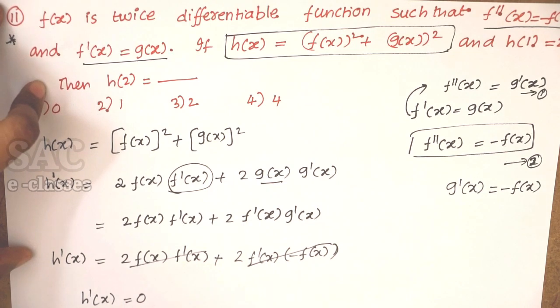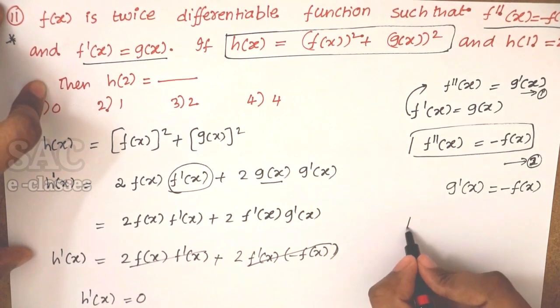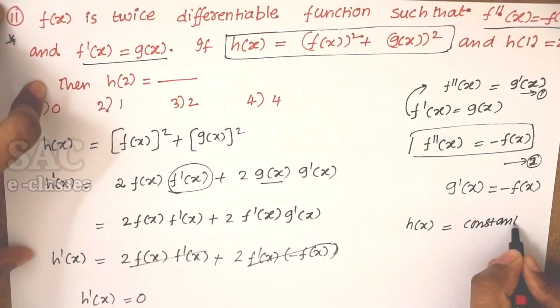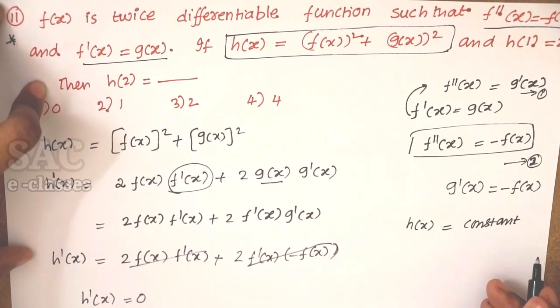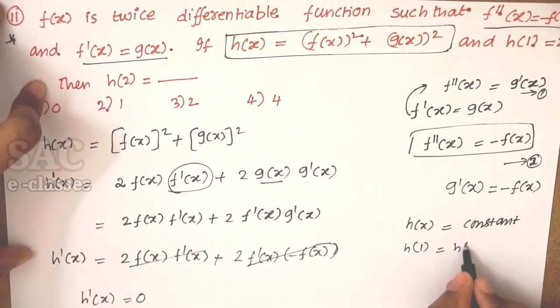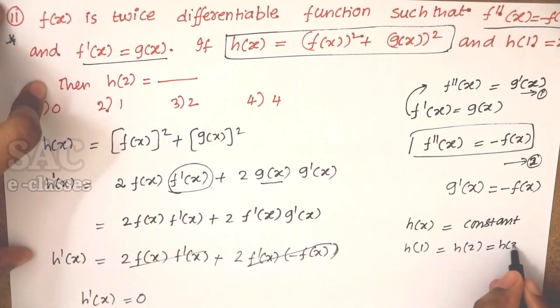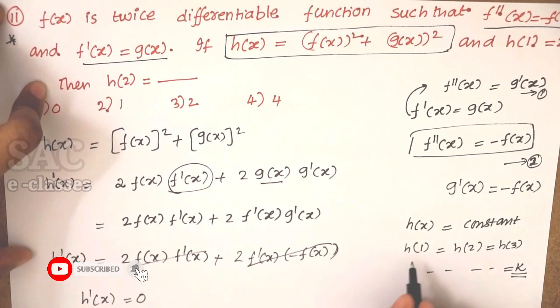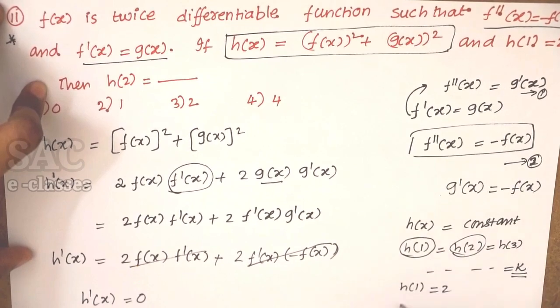Usually, in which situation does differentiation become 0? It means maybe it is a constant function. We know that if h of x is a constant function, then h of 1, h of 2 and h of 3 are all equal to some value k. Their images will all equal some k. We already know that h of 1 is 2. Then definitely h of 2 we can also write as 2.